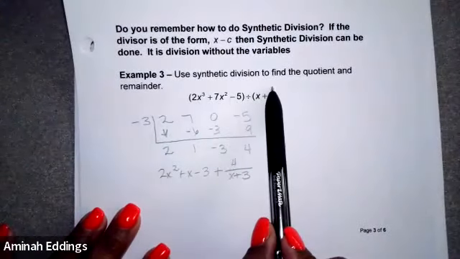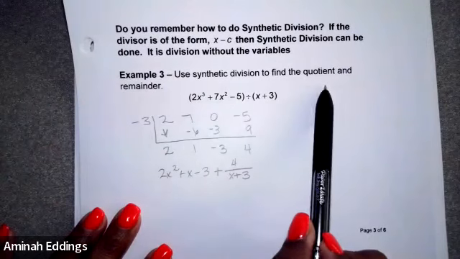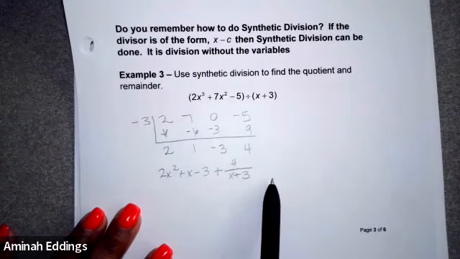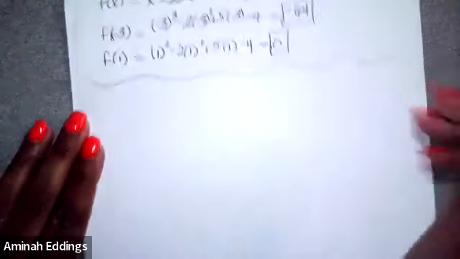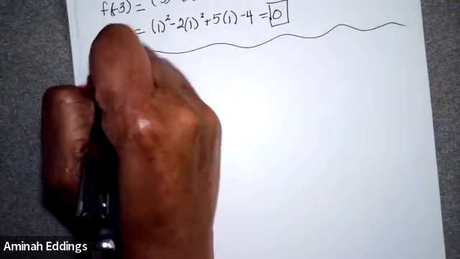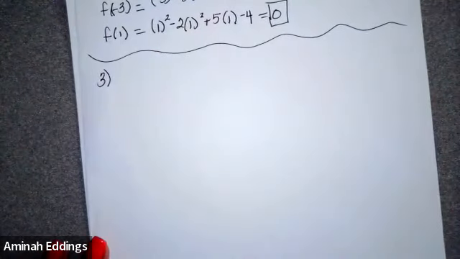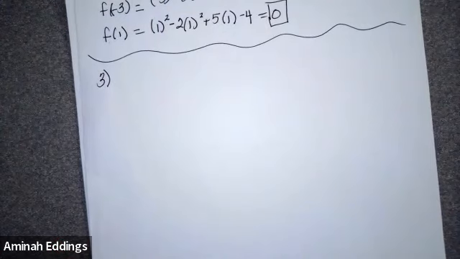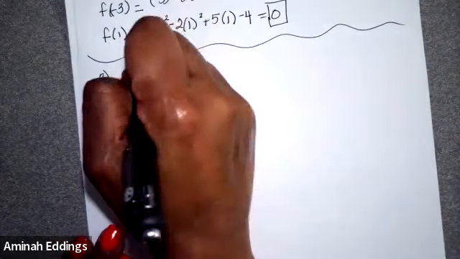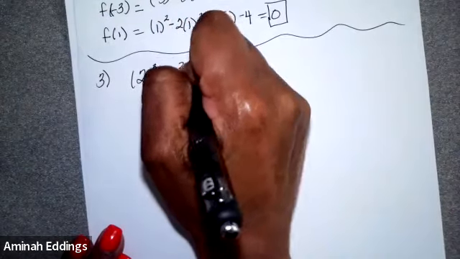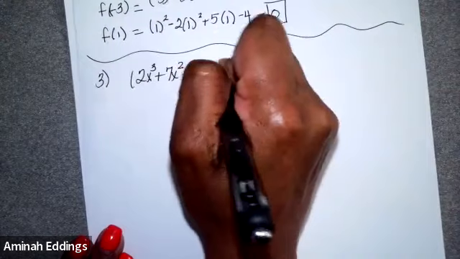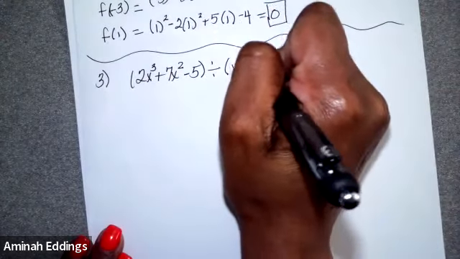So let's look at what we're saying here, okay? Here we're being asked to find the quotient and the remainder, which is what we've been doing. So let's get a little bit more practice with this one. Example 3 says to do exactly what we did, use synthetic division, and we're going to find the quotient and the remainder. So we have 2x cubed plus 7x squared minus 5 divided by x plus 3.